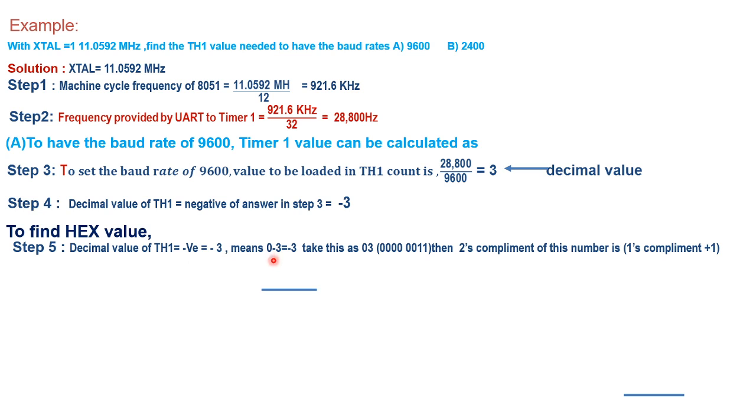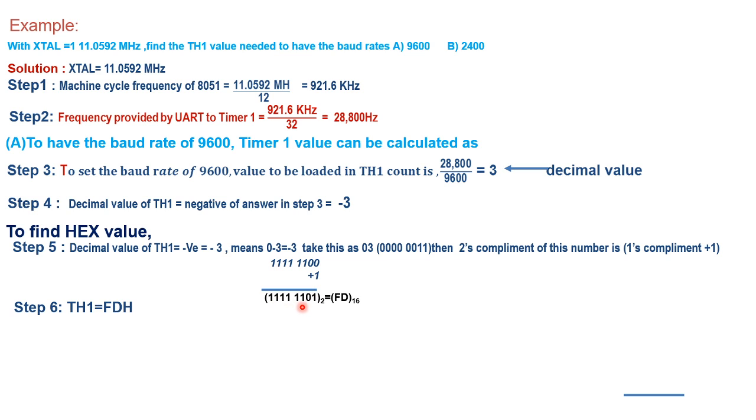Minus 3 means 0 minus 3, that is equal to minus 3. Take this as 0 3, where 0 indicates minus and 3 indicates the value. So in binary it is 0000 0011, that is 3. Take the 2's complement of this number. The 2's complement of the number means 1's complement plus 1, and it is like this. So this is the number 03, its 1's complement is 1111 1100. 1 is added, so this is your 2's complement.